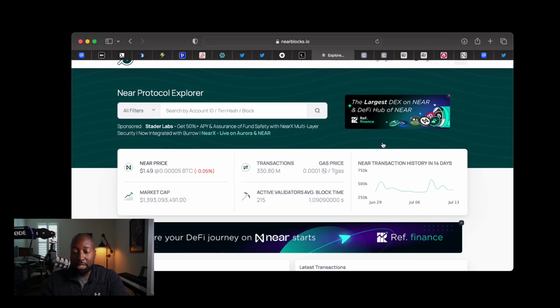Now, let's take a look again at total transactions here, and this is as of July 13th for Nier.